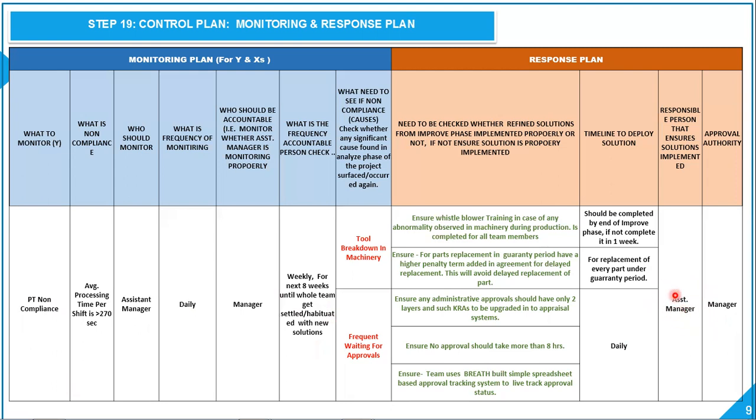Assistant manager will ensure the supervisor of the given shift will do his or her job properly, and the job is to ensure the ground level team is following the solutions religiously. So this is how it is connected. This is how the process control plan, or the control plan inclusive of monitoring and response plan, will improve the performance of the metric called processing time non-compliance.